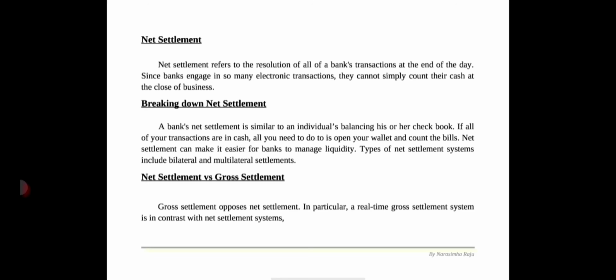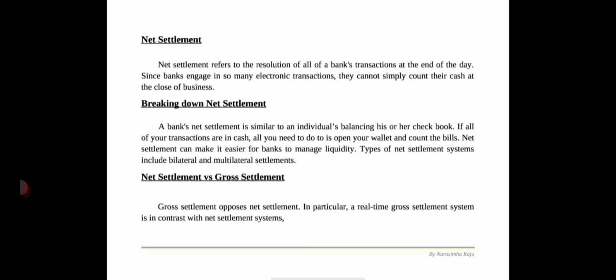refers to the resolution of all of a bank's transactions at the end of the day. Since banks engage in so many electronic transactions, they cannot simply count their cash at the close of business. Instead, they have to add up all these electronic credits and debits. The bank then sends its settlement file to the Federal Reserve Bank or the Reserve Bank of India, which credits it with any funds due for interbank settlements.